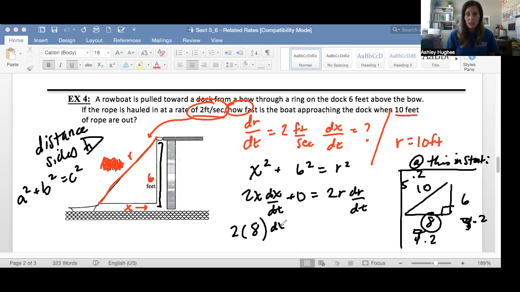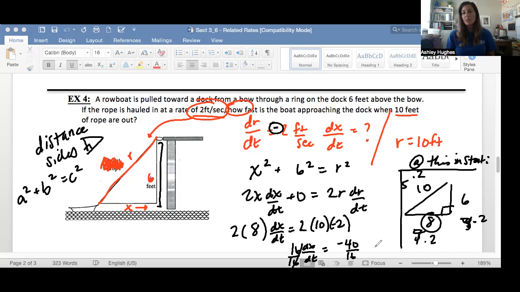dx dt is what we're trying to solve for. 2 times r at this instant is 10, and dr dt is 2, or I just need to put -2 because it's being pulled in. So r is decreasing. So I get 16 dx dt equals -40, so dx dt equals -40 divided by 16. Those are both divisible by 8, so that would be -5 over 2. Feet per second. Or -2.5.